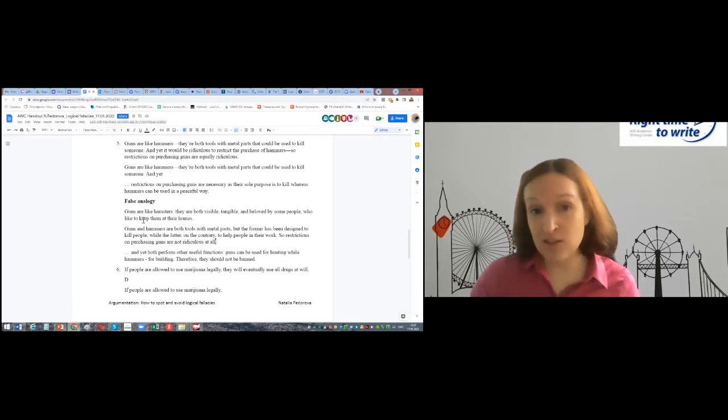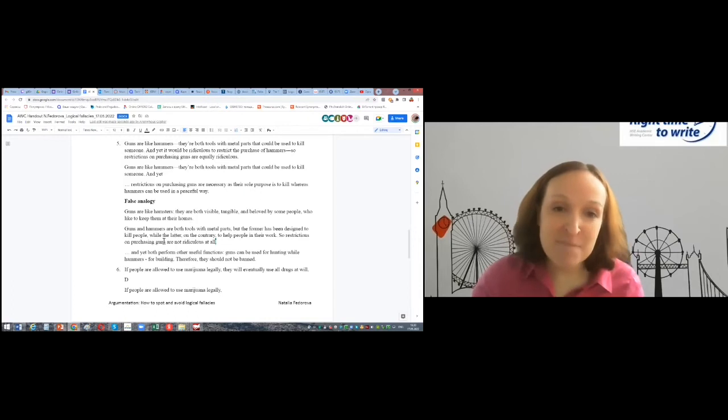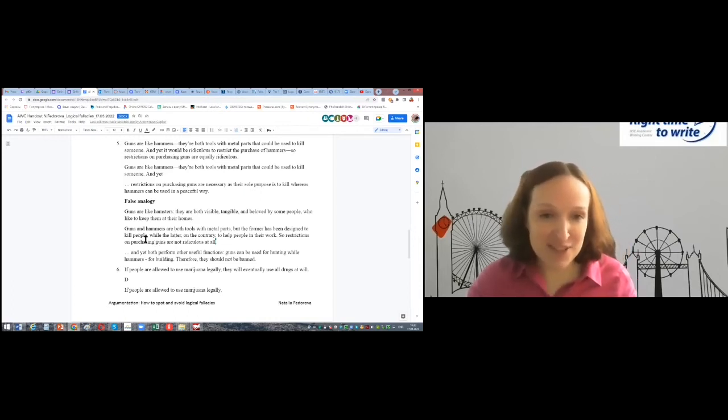The sole purpose is to kill, whereas hammers can be used in a peaceful way. I like this one. Guns are like hamsters. They are both visible, tangible, and beloved by some people who like to keep them at their homes. Why not? Why not compare them to hamsters? So we should probably love them and think that they're cute.